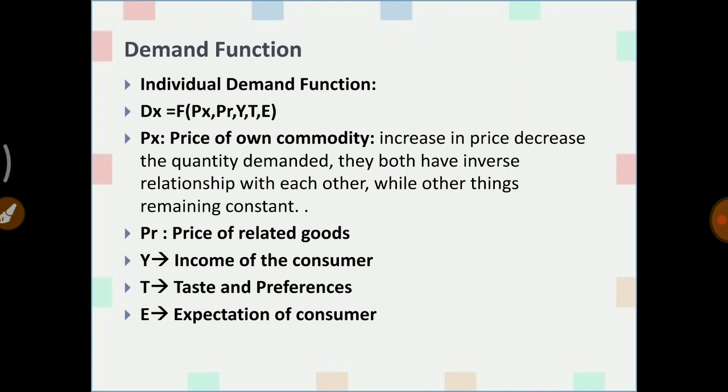Second most factor is price of related goods. Third is income of consumer. Then next is taste and preferences, and next is expectations of consumer. Now these are the factors of individual demand function. We will discuss these factors in detail moving forward.